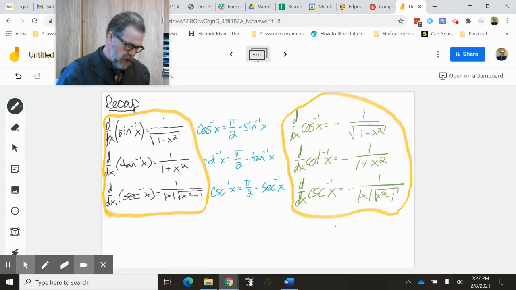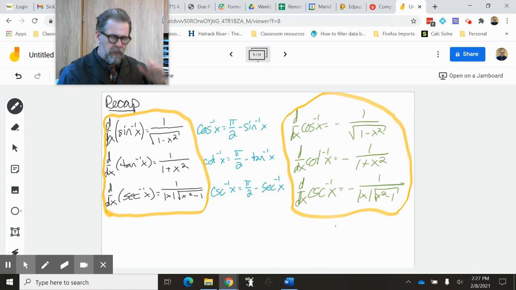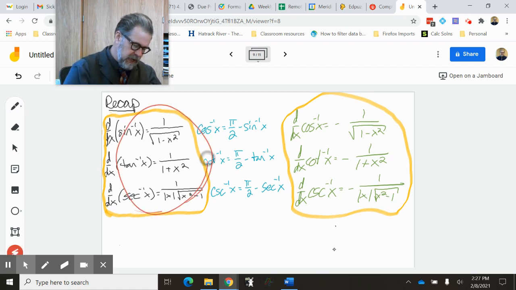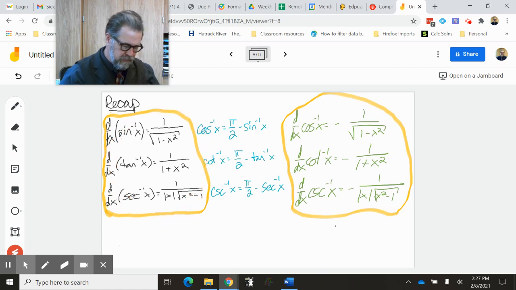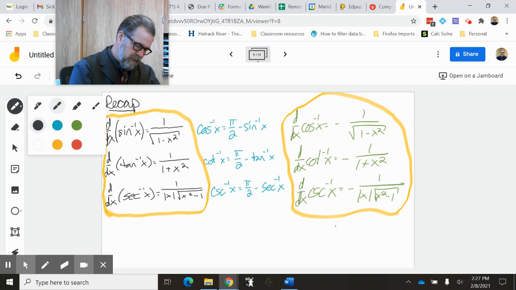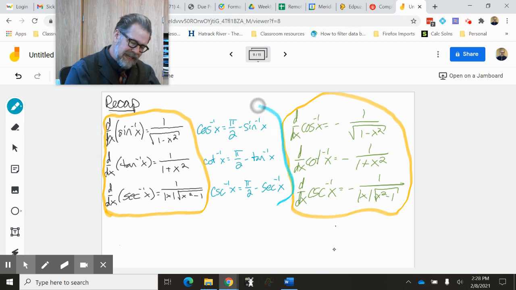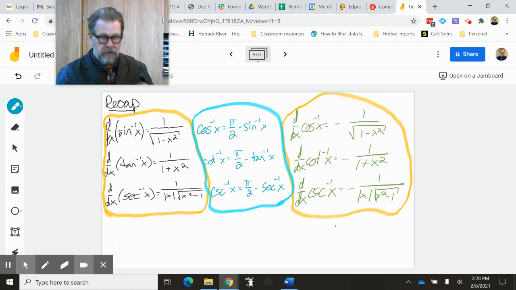All right, so very quickly, let's talk about the last three: inverse cosine, inverse cotangent, inverse cosecant. I've already written some information out here. We've got the three derivatives we found here on the left-hand side: inverse sine, inverse tangent, inverse secant. And in the middle, I have written some identities that we are going to use to very quickly find the other three.